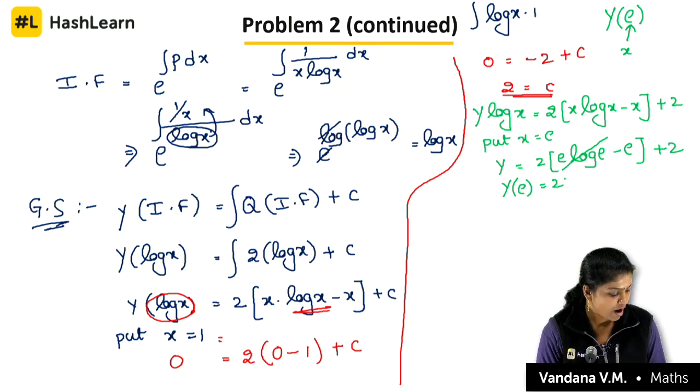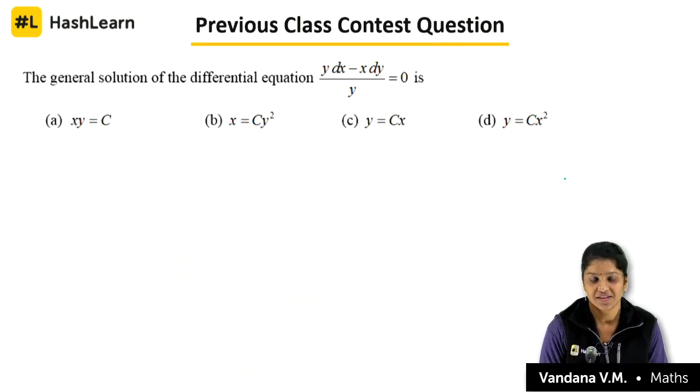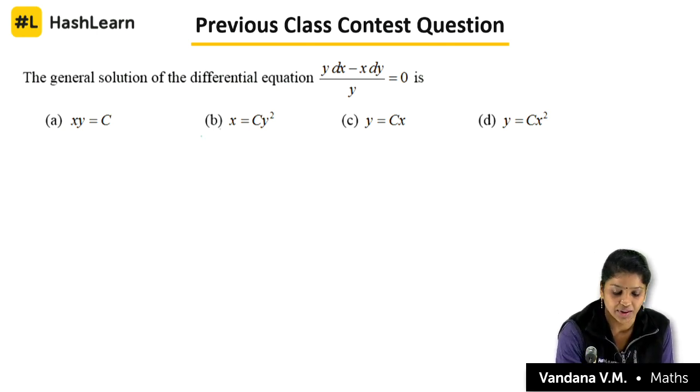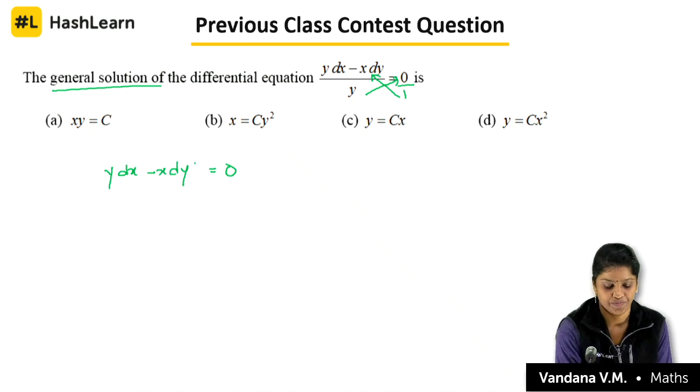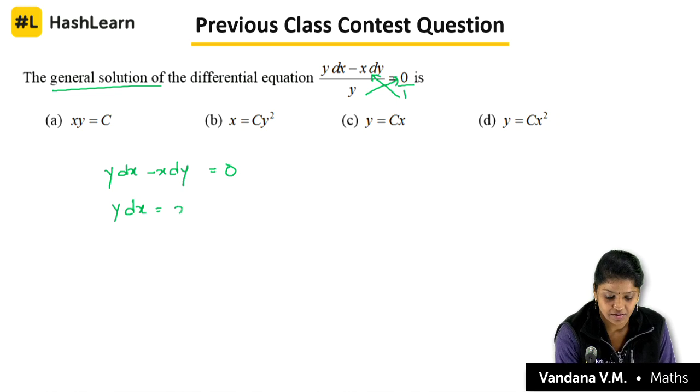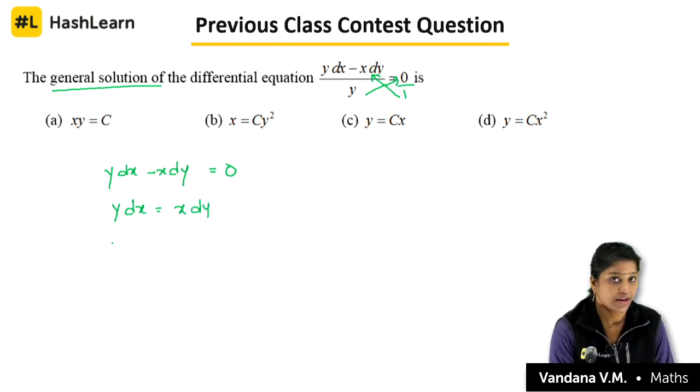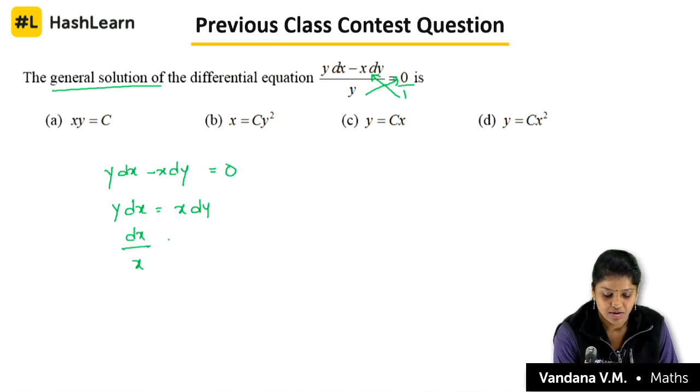Good. Now it's time for the contest question. I gave a simple question, but see here how to solve this. I add the general solution. Do the cross multiplication: y dx minus x dy is equal to 0. Now I will check whether I can solve with variable separable. Then only I will think of the other methods. Yes, I can easily separate the variables. Now we integrate.